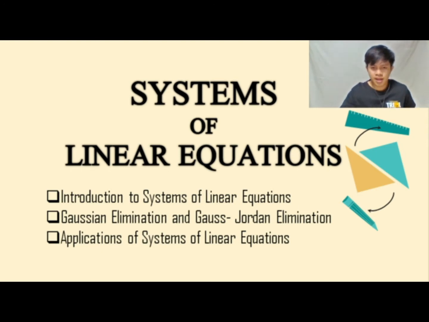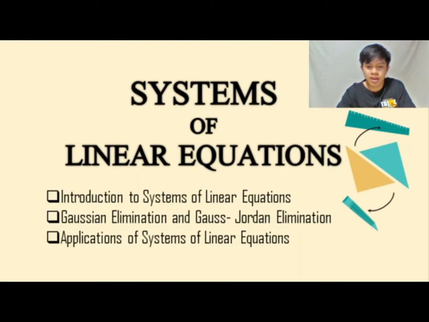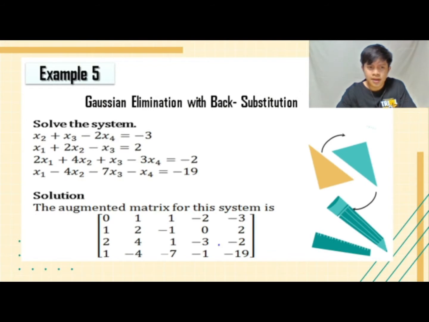So at this time, we are going to tackle the system of linear equations, but we will focus on Gaussian elimination and Gauss-Jordan elimination. My topic is all about Gaussian elimination with back substitution and a system with no solution. By the way, this is the continuation of Ruby-Ann's report, which is the Gaussian elimination and Gauss-Jordan elimination. So let's continue the report.